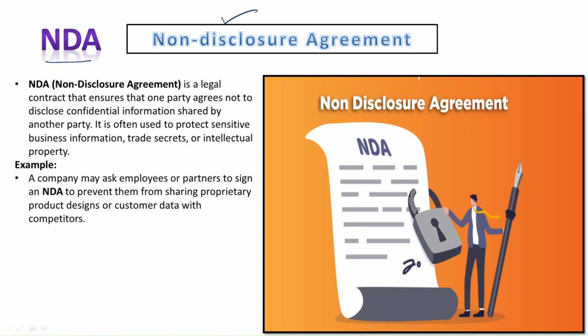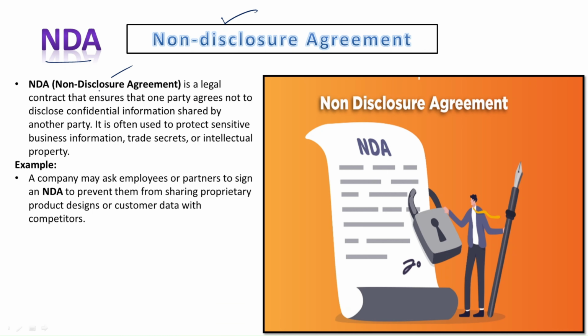NDA, that is non-disclosure agreement. So NDA or non-disclosure agreement is a legal contract that ensures that one party agrees not to disclose confidential information shared by the other party. It is often used to protect sensitive business information, trade secrets, or intellectual property. For example, a company may ask employees or partners to sign an NDA to prevent them from sharing proprietary product designs or customer data with competitors.